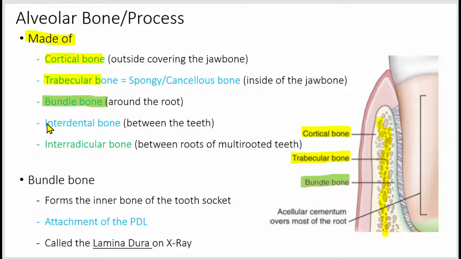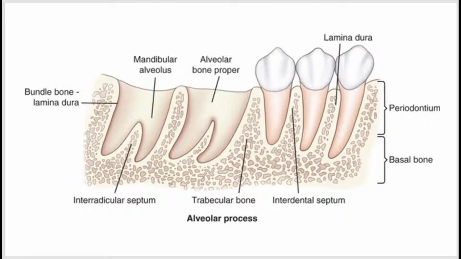We also have the interdental bone, and from the name, interdental means between the teeth. So we'll see a different picture that will show that a little bit better. And we have the interradicular bone, and that is the bone in between multi-rooted teeth. So let's take a look at this here.